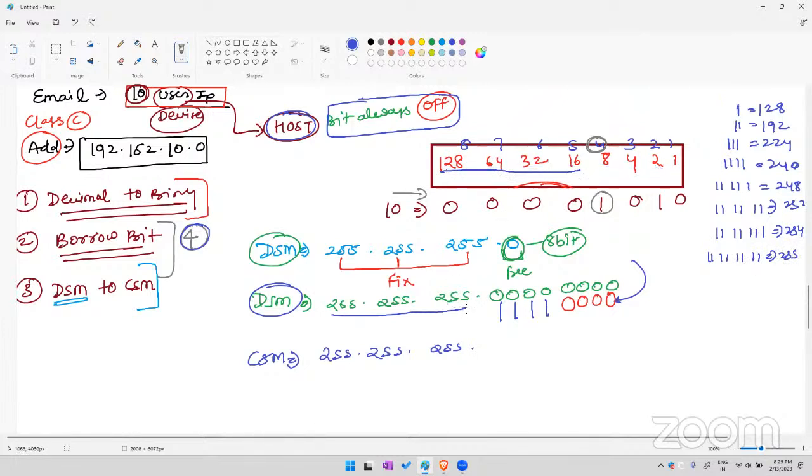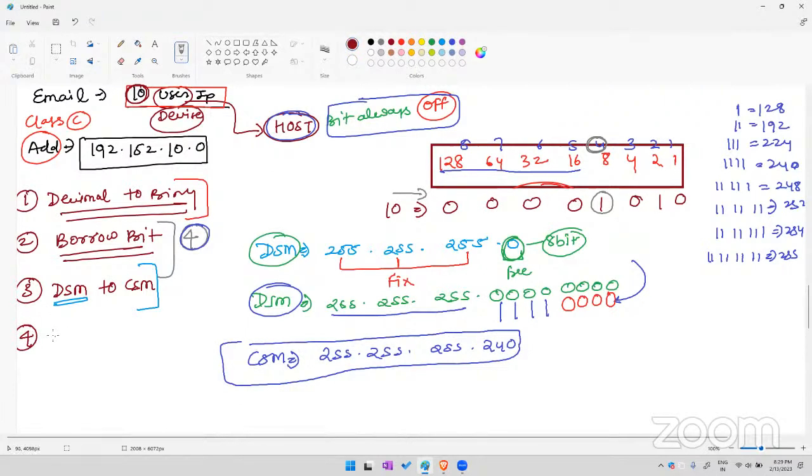Now, how many bits are on? 4 bits. 4 bits means 240, so in the last octet we put 240. This is my ready CSM, for how many IP addresses required? 10. Okay.